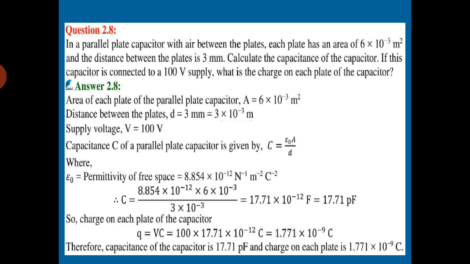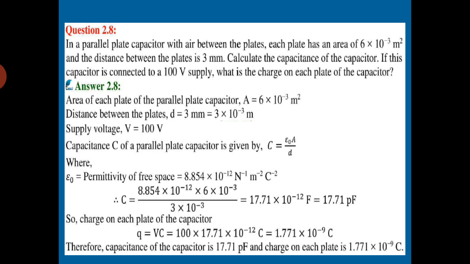Now come to the next exercise question, NCERT exercise question 2.8. In a parallel plate capacitor with air between the plates, each plate has an area of 6 into 10 to the power minus 3 meter square, and the distance between the plates is 3 millimeters. Calculate the capacitance of the capacitor.